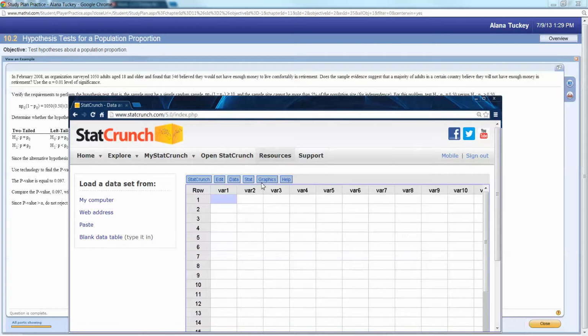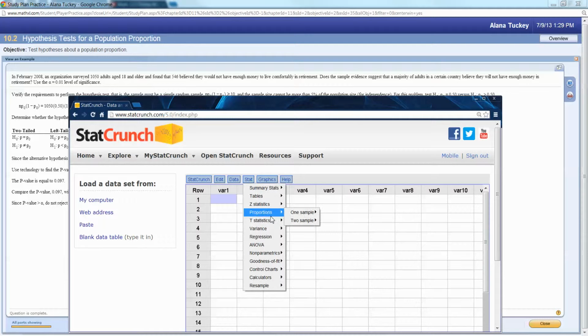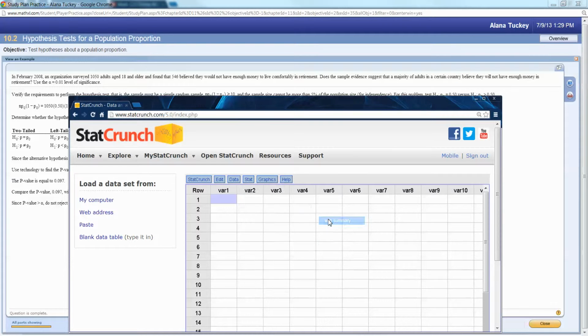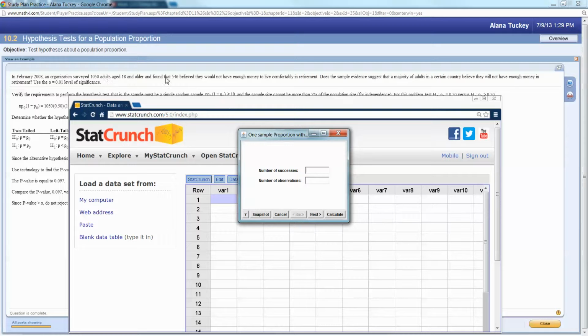All right, so I want Stat, and I'm going to choose Proportions. We're dealing with one sample in chapter 10, so one sample. And we don't have data. We almost never have data for proportions in this course. That would be like a huge list of 1,000 data points: yes, no, yes, no. We don't generally deal with that. So we have a summary. The number of successes was 546 who believe they will not have enough money for retirement, which isn't necessarily successful, but it counts as a success in statistics. And then 1050 for the number of observations total. So X is on the top, N is on the bottom.